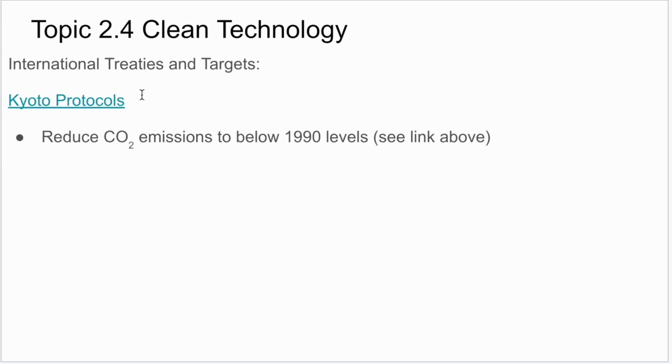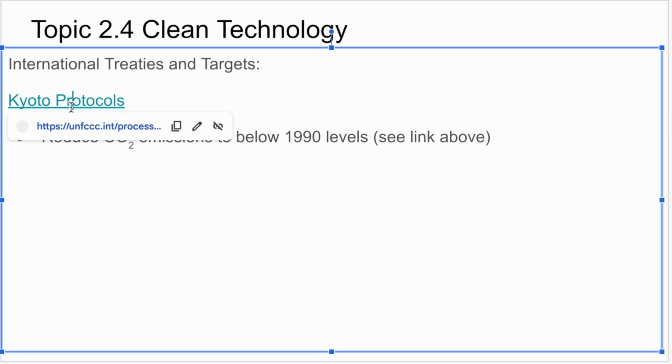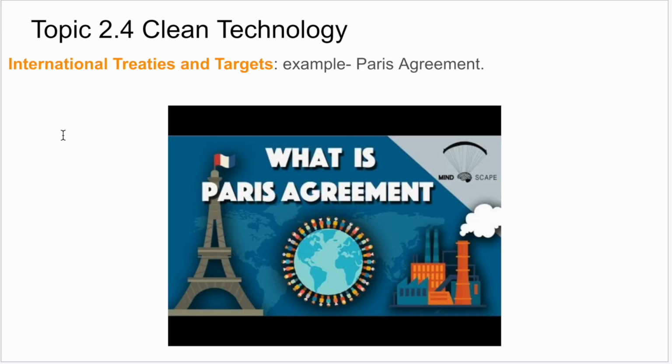There are also international treaties and targets. So an example would be the Kyoto Protocols, which seek to reduce the CO2 emissions to below the 1990 levels. And you can look at this link above and get some information about that. There's the Paris Agreement. So this is also on CO2 emissions. And have a look at this video. It'll explain what the Paris agreements are.